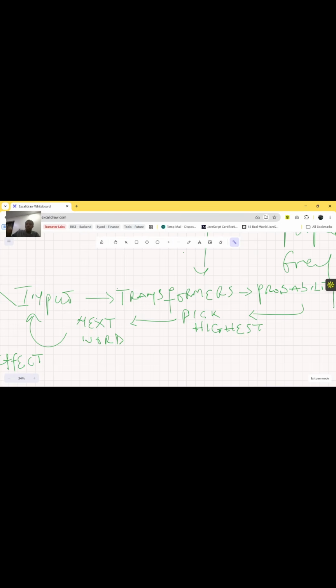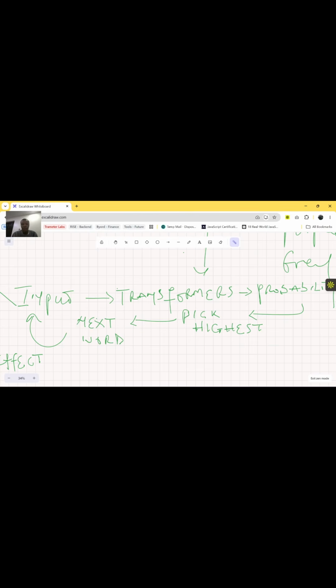ChatGPT always has options, right? And it will say blue, red, green, and it's okay. Now we reference what we already understand from the transformer in terms of relativity. Which of these words has the highest probability of being correct? Once it gives that probability, it picks the highest one, and then it searches for the next word, and then it goes back to inputs.